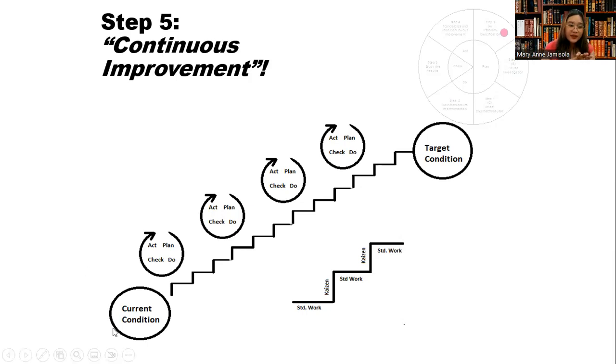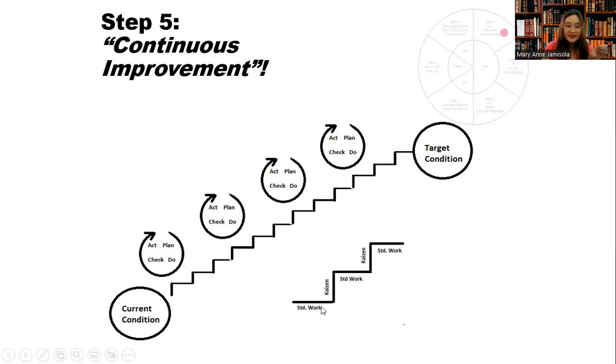So if this is our current condition and this is our target condition, we do PDCA and then improve a little. And then, of course, we will encounter new problems along the way. Then we do PDCA again and continuously improve until we will be able to reach our target condition. Okay. So, continuous improvement is also termed as Kaizen. Kaizen is a Japanese term which means continuous improvement.